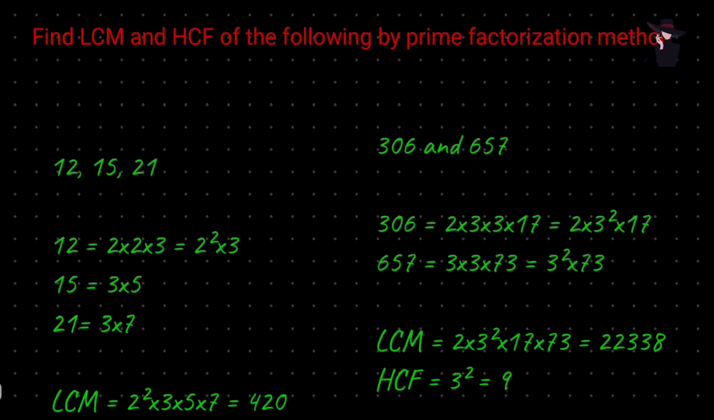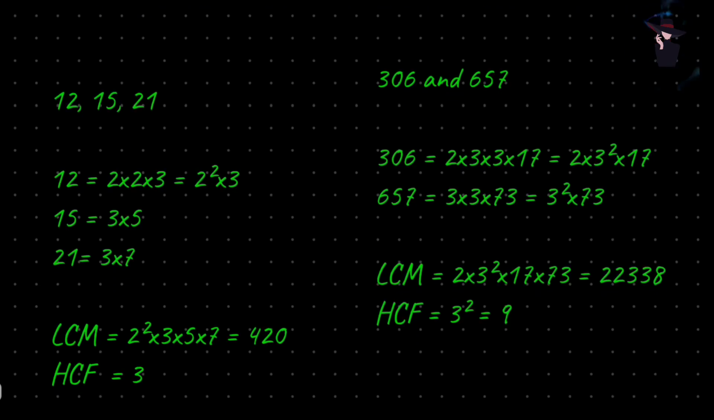Next question is, find the LCM and HCF of the following by the prime factorization method. So what's the prime factorization method? It's nothing but the fundamental theorem of arithmetic. We need to open the numbers. So let's move on to the question here. We have three numbers in the first sum, that is 12, 15 and 21. Let's take 12 here.